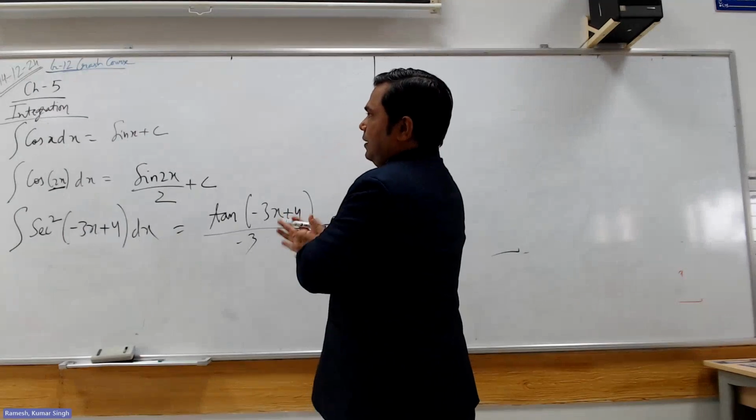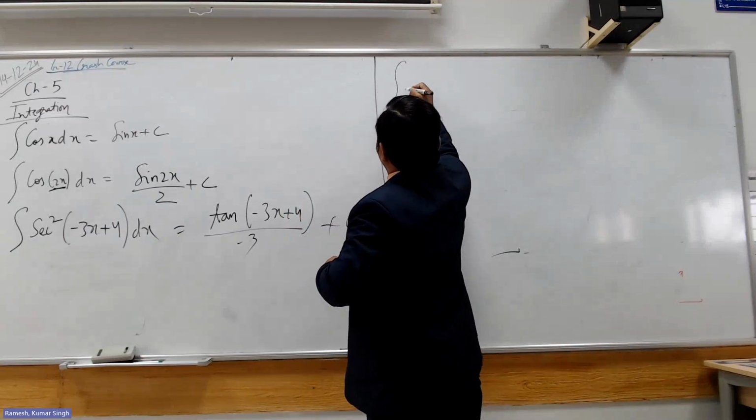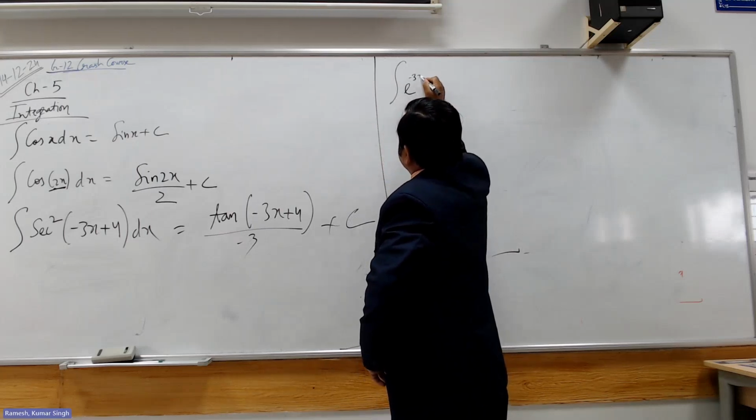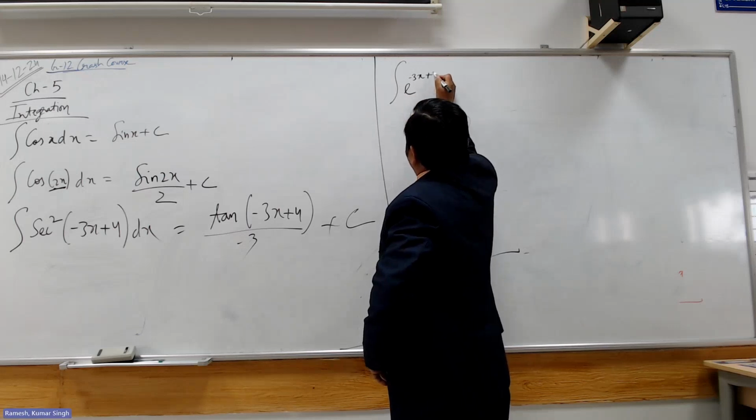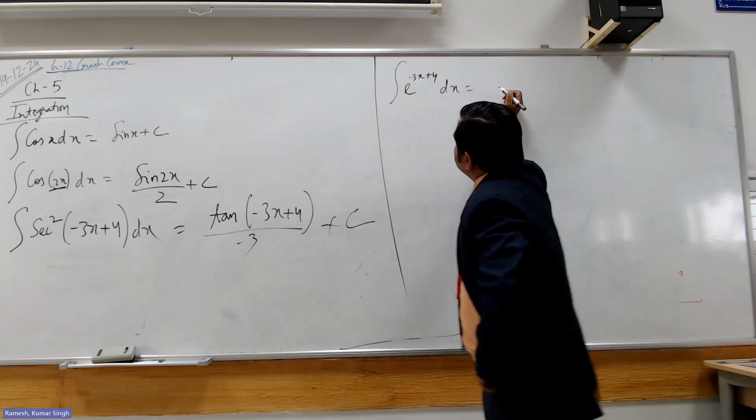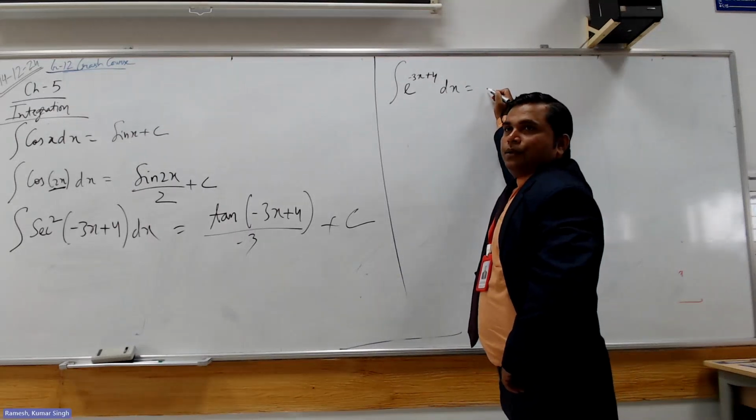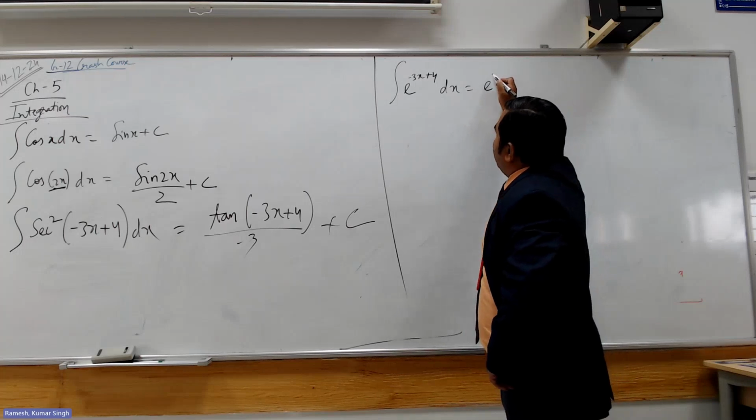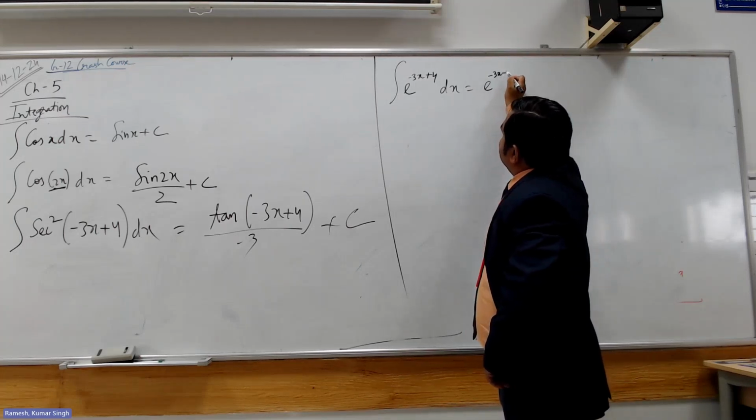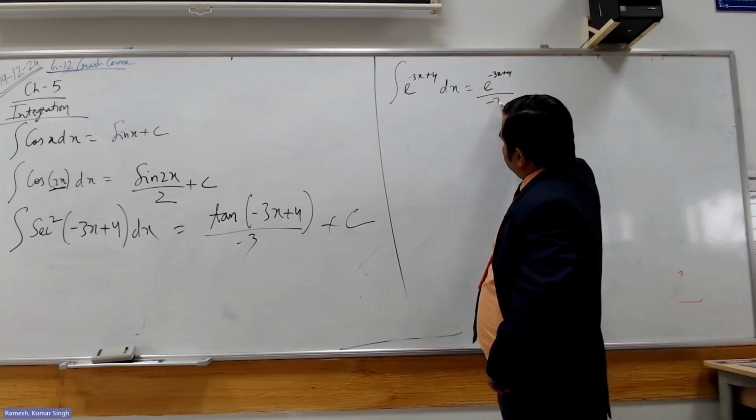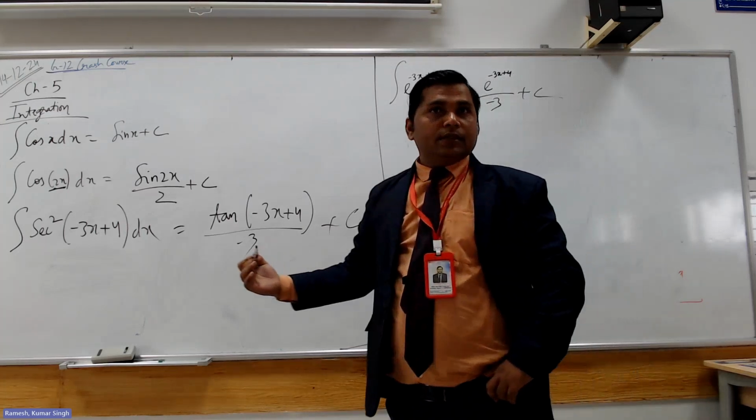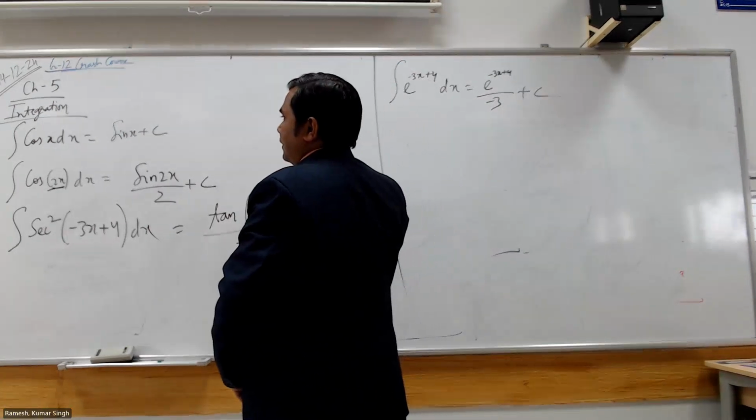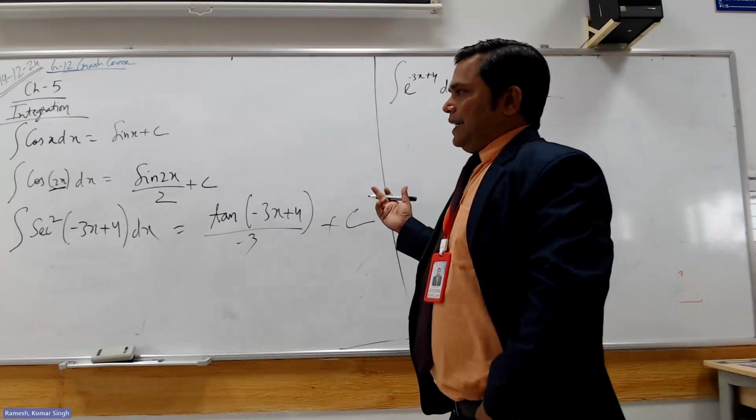So what will be the integration of e to the power minus 3x plus 4 dx, basically? It is e to the power negative 3x plus 4 divided by negative 3. So that's how we do integration.